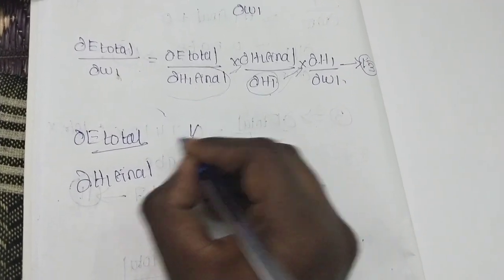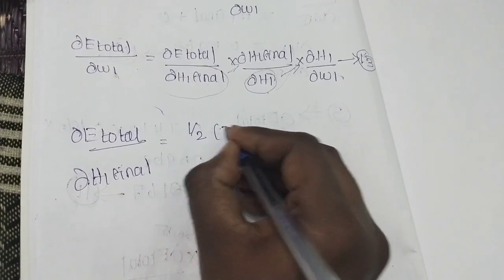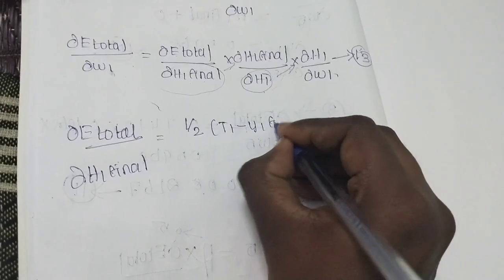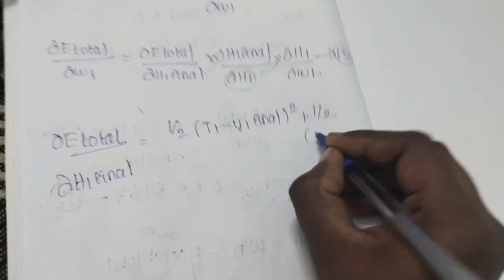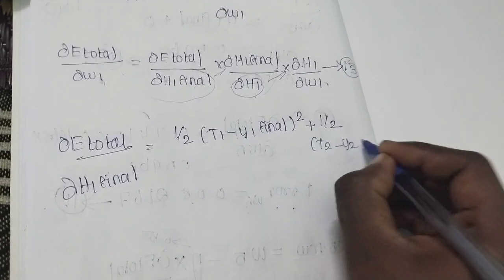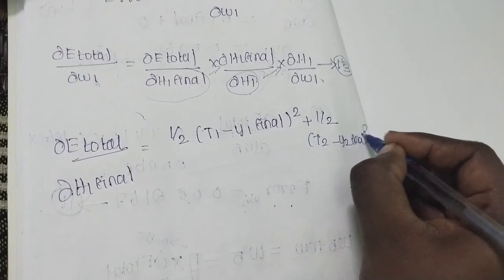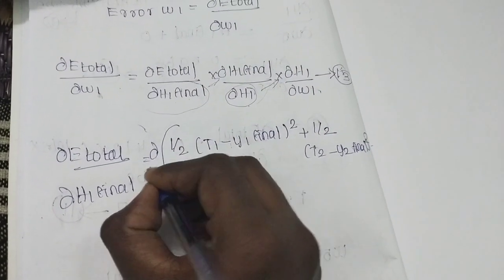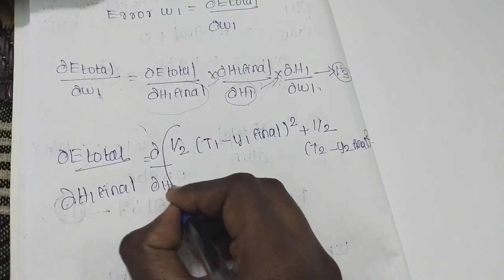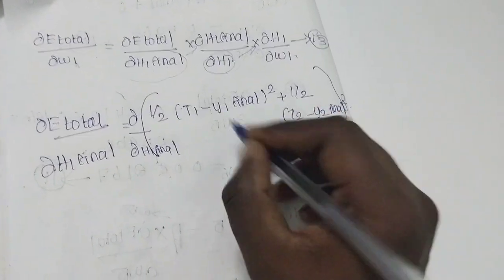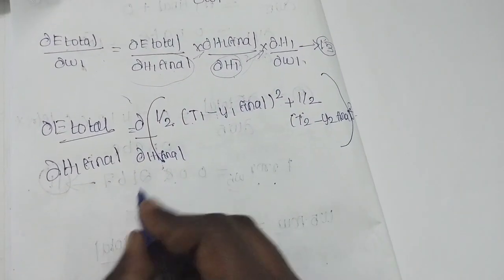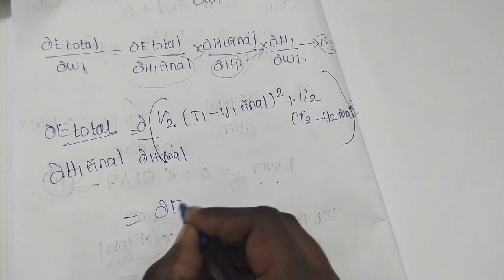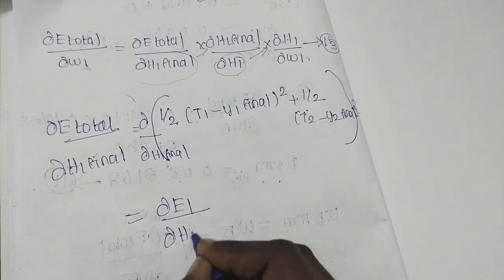The total error equation is E = 1/2 (T1 − Y1 final)² + 1/2 (T2 − Y2 final)². Now we partially differentiate this equation with respect to H1 final. I want to separate each term into a different column, that is ∂E1/∂H1 final.